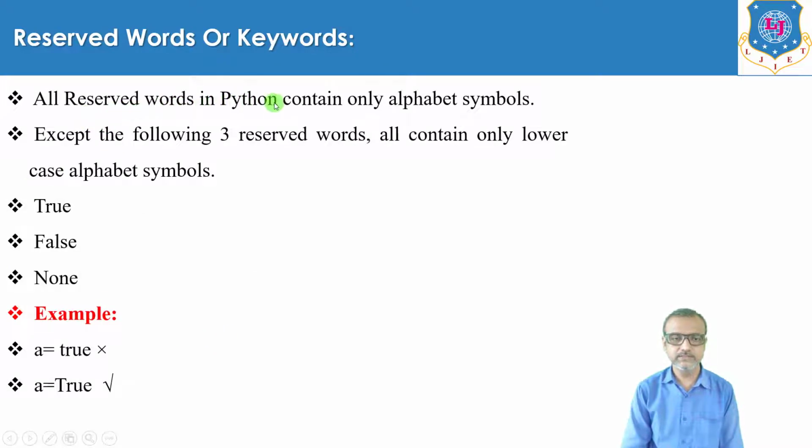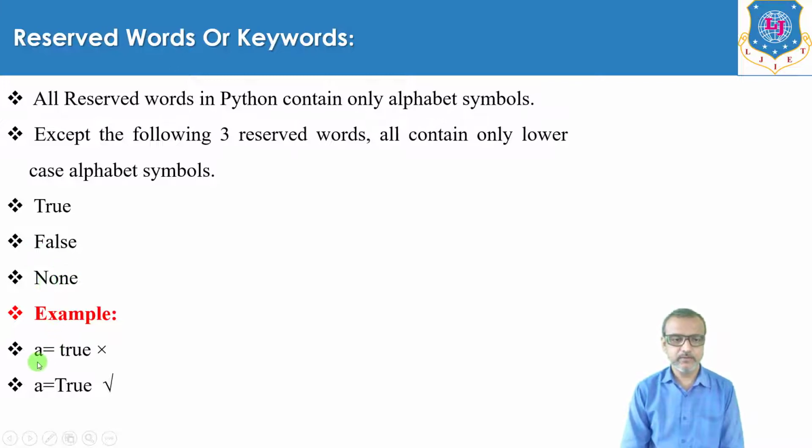All reserved words in Python contain only alphabet symbols, except the following three reserved words. All contain only lower case alphabet symbols. See, this is True, and in this keyword you will find the first letter, that is T, as capital. Similarly, in False we have F as capital, in None we have N as capital.